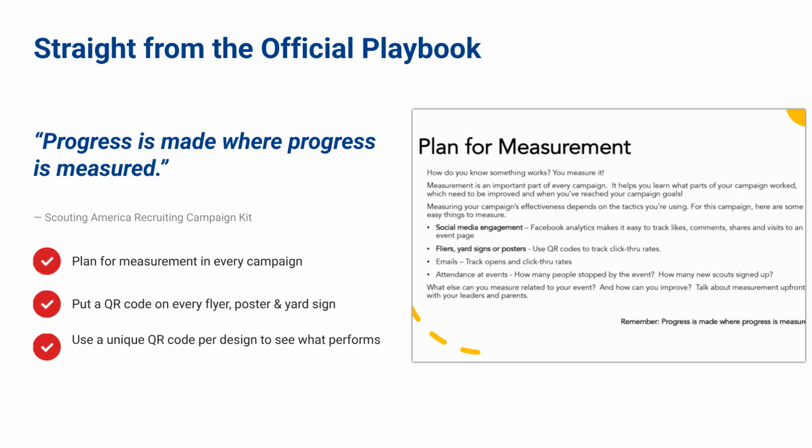This isn't a new idea. It's straight out of Scouting America's own recruiting campaign kit. The kit tells us to plan for measurement, to put a QR code on every flyer, poster, and yard sign, and even to use a unique code for each design so you can see which one performs best. What the kit doesn't spell out is how to wire all that up so the data lands somewhere useful. That's what this video is for.